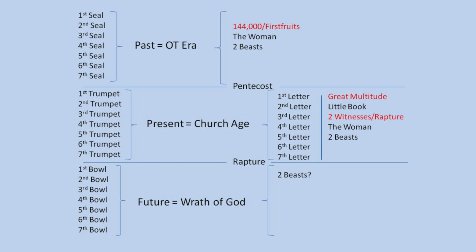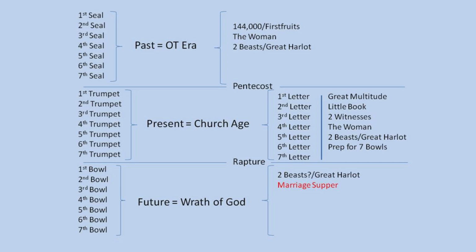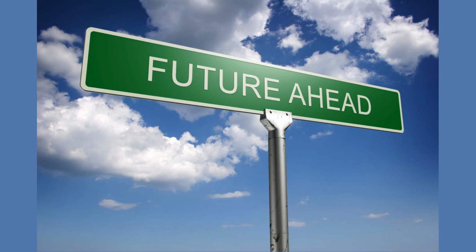Due to the placement of the rapture, we can see the 2 witnesses are either the great multitude or they're part of it. In chapters 17 and 18, we have the great harlot added next to the 2 beasts. This is because she rides the 7-headed beast, so she must be placed wherever they are placed. In chapter 19, we have the marriage supper of the Lamb. It takes place after the rapture and therefore belongs to the future.